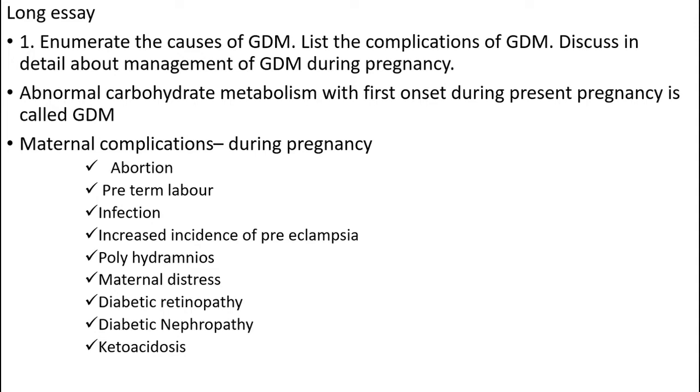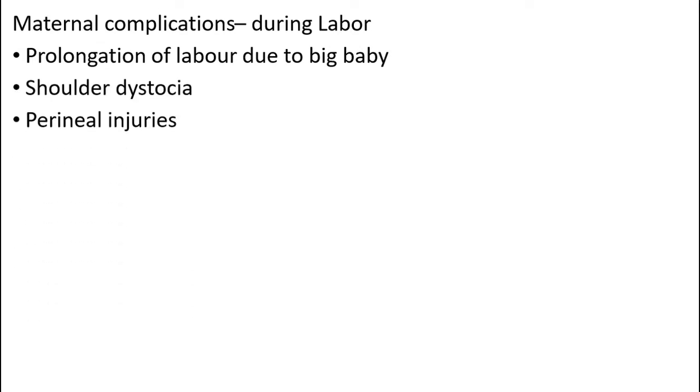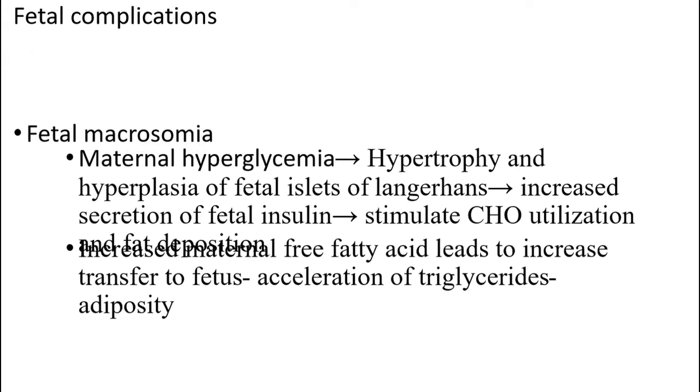Maternal complications during pregnancy include abortion, preterm labor, infection, increased incidence of preeclampsia, polyhydramnios, maternal distress, diabetic retinopathy, diabetic nephropathy, and ketoacidosis. Maternal complications during labor include prolongation of labor due to big baby, shoulder dystocia, perineal injuries, PPH, operative interferences. Maternal complications during puerperium include puerperal sepsis, lactation failure.